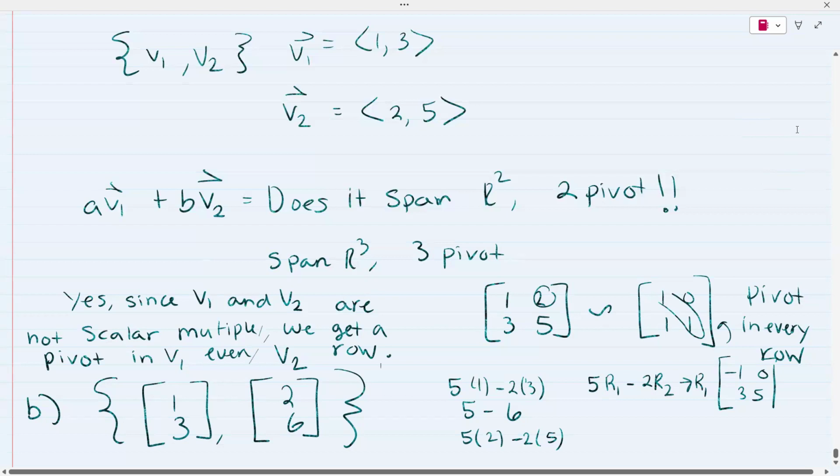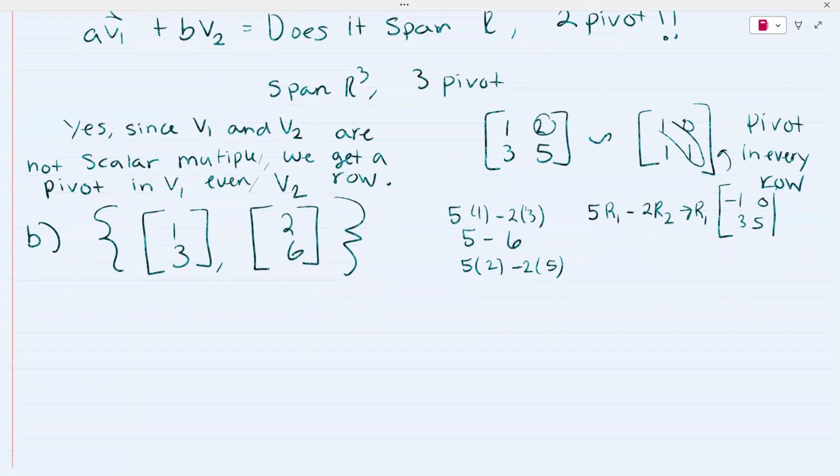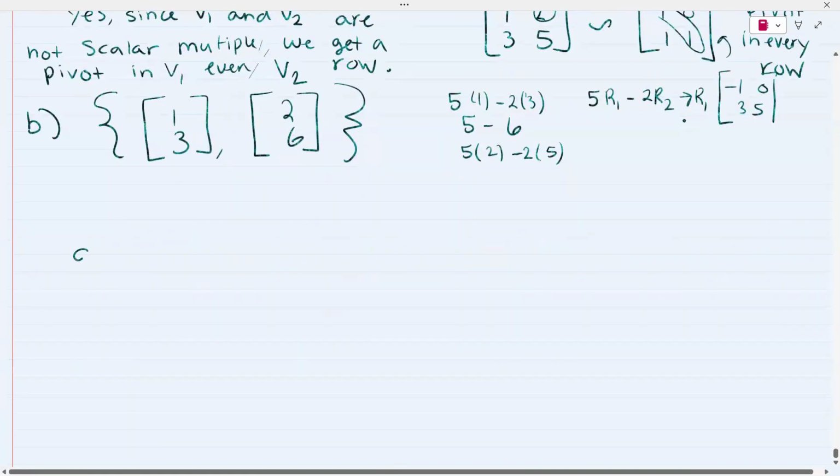Okay, so yes. So what about part B? We have vectors 1, 3, and 2, 6. So what we're going to do is try to set it up like this. A v1 plus B v2 equals to B. So will I get two pivots? So this would be 1, 3, 2, 6.